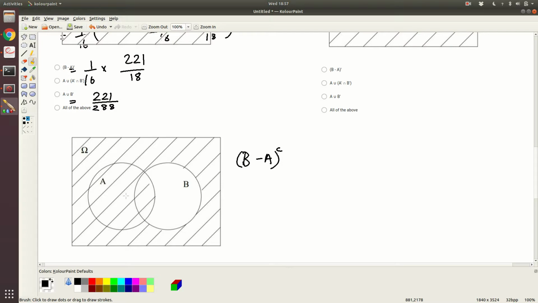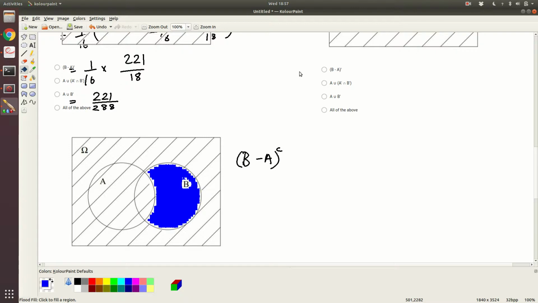So from B I am removing all these things that are also in A. So B minus A is going to be this one, the shaded region over here. This is B minus A. So B minus A complement, if you see, that is precisely the correct region. So that is one of the answers.